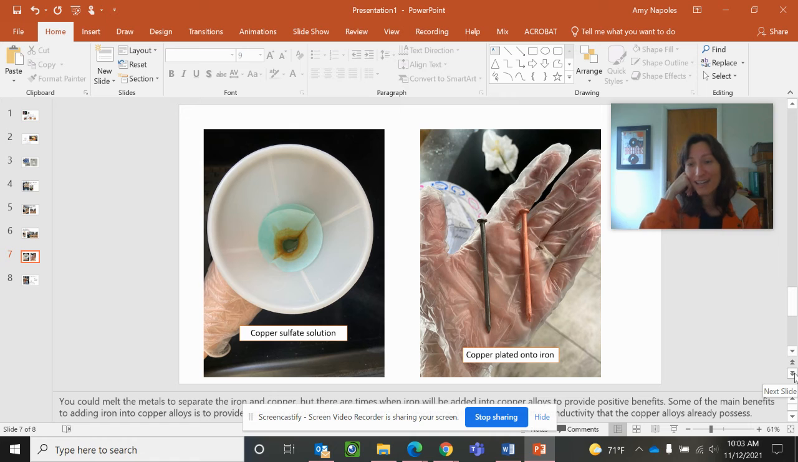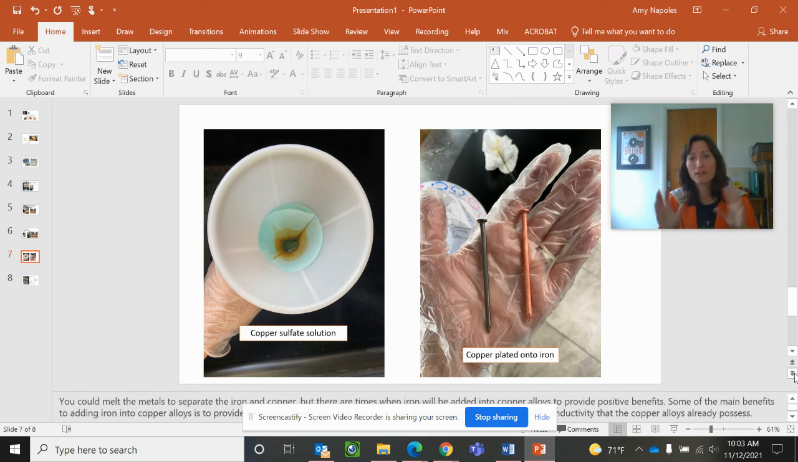Here's a better look. By the time I was done, I ended up taking a pipette of the copper sulfate and just gently dripping it down onto the surface of the nail in any place that it wasn't already coated. That's a different nail. That's an iron nail on the left and the copper plated nail on the right. So now, if we wanted, we could melt the two and separate them.